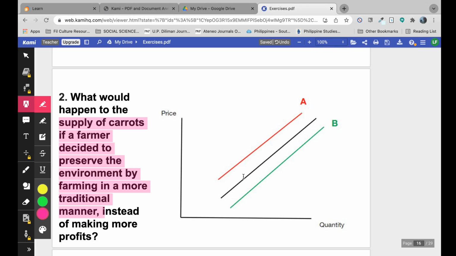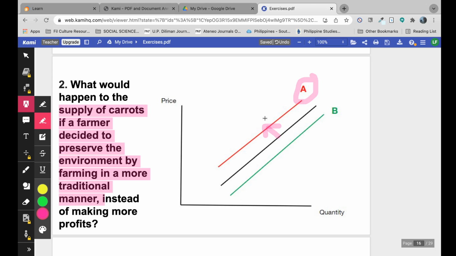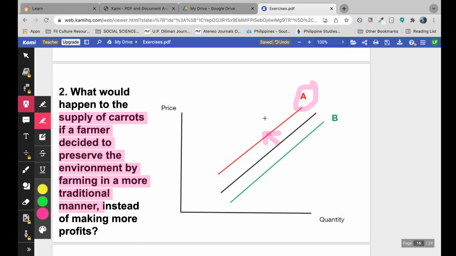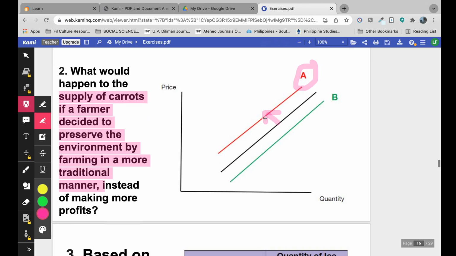Okay, so it means that if you have a decrease in the supply of carrots, this is shown as a shift to the left in the supply curve, which means that the correct answer for this one is A, right? So A. From the original supply curve, we go on to A. Okay, so I hope you got this. We move on to the third item.